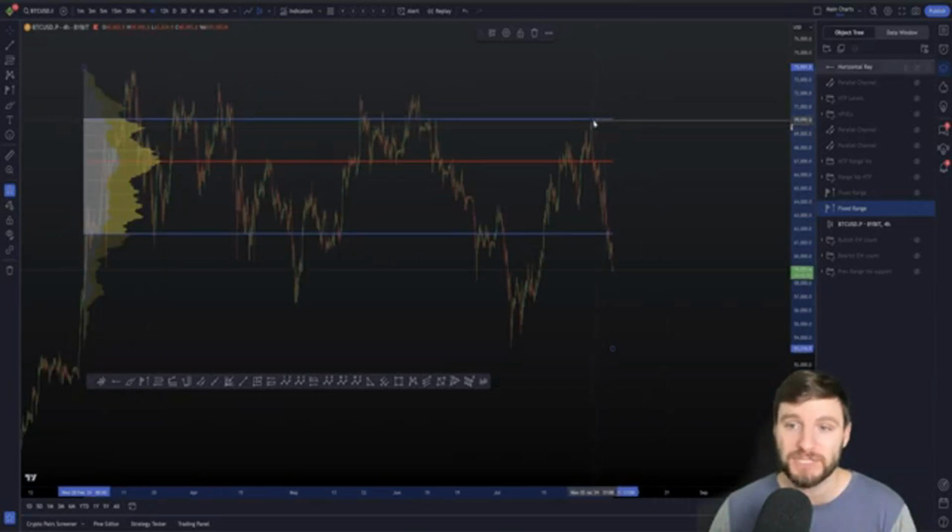Okay, so just as we rejected off the value area high, we then have now lost the value area low. So instead of finding support here, you lose it. That is a big sign of weakness.